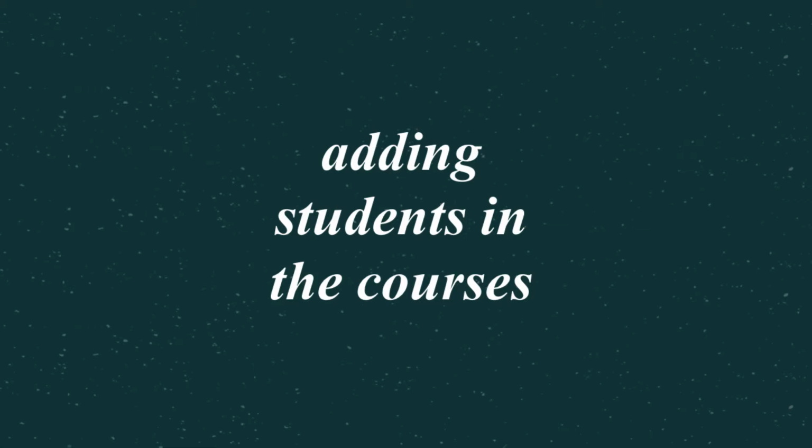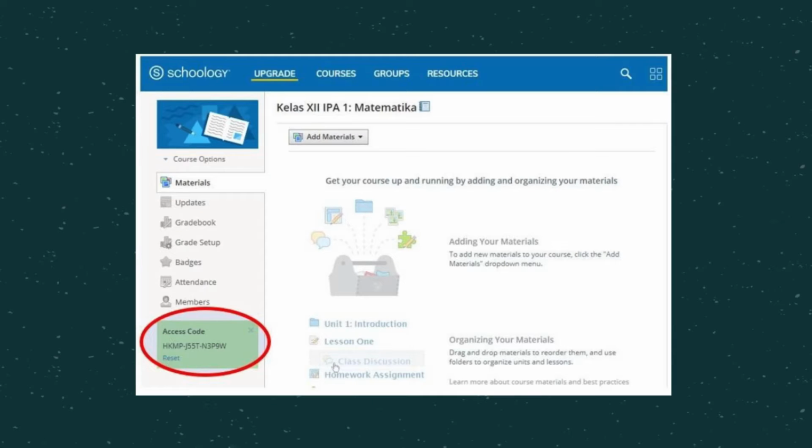Adding students into the courses or classes. You have to open the course you have created and you will see in the bottom corner there is a green square with an access code for you to share with your students. When your students are logging in to their account, they will be asked for codes and they can insert your code to join your classes.